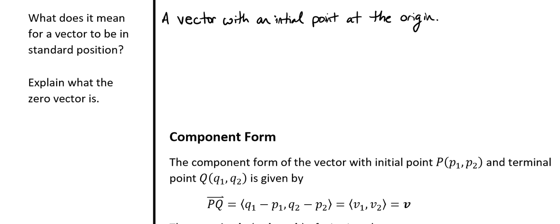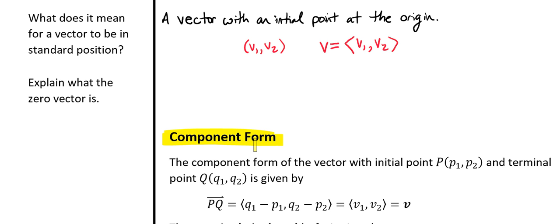So a vector whose initial point is at the origin, (0, 0), can be uniquely represented by the coordinates of its terminal point, which we would call v1 and v2, right? So this is the component form of a vector v. Except we write it as v equals, with these little pointy brackets, ⟨v1, v2⟩, right? And so that's what we call component form, okay?